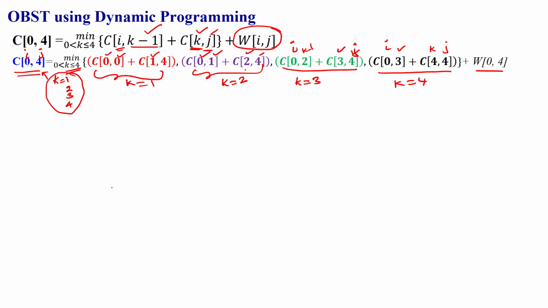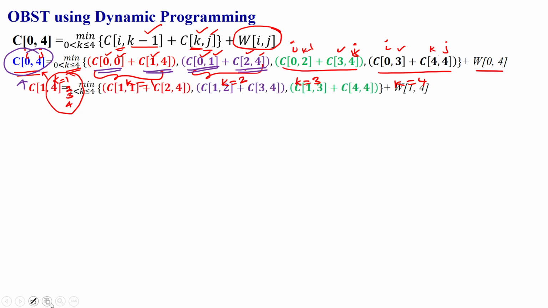So based upon this, now I have to identify. You see, we have derived the bigger problem c of 0 comma 4 into smaller problems, right? You see, this is one problem, c of 1 comma 4 another subproblem, c of 0 comma 1 is another smaller problem. So like this, we have divided this bigger problem into many smaller problems. Now we are going to construct for the smaller problems, right?